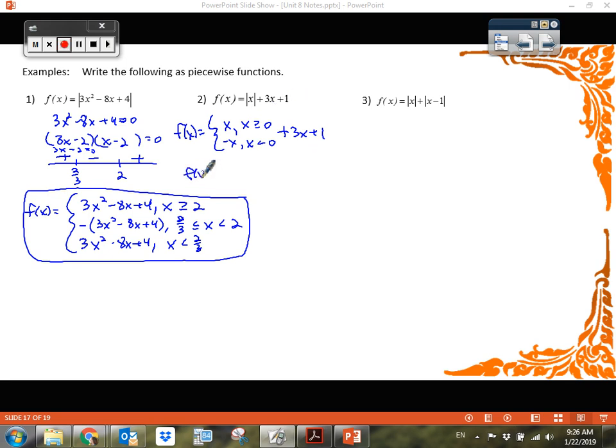So f of x is going to equal, so I have x plus 3x plus 1 is 4x plus 1. And then I keep my x is greater than or equal to 0. And then I have negative x plus 3x plus 1. See, negative x plus 3x is what? 2x plus 1 is good when x is less than 0. And that's my piecewise function.